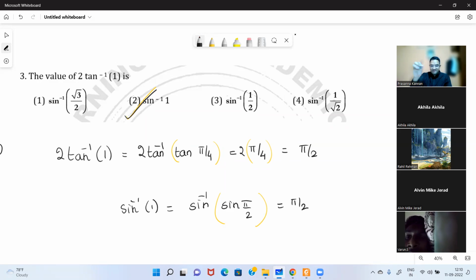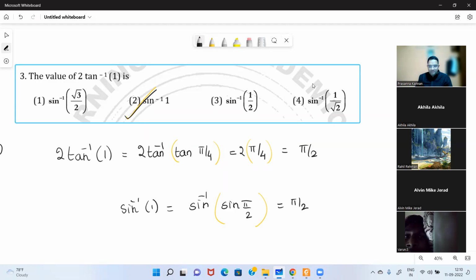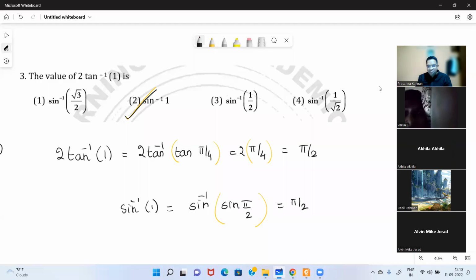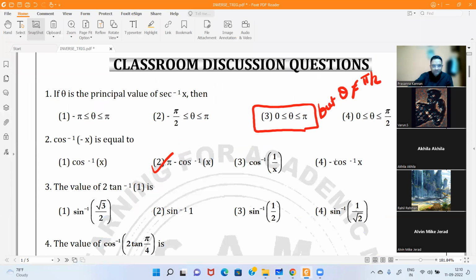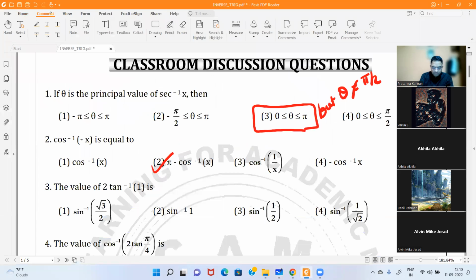Yes, sir. So the right answer is the second option. Is it clear to everybody? Yes, sir. Very good. So are you clear about this? Yes, sir. Okay, so let's go to the next question now. So the right answer for this question is sine inverse 1.